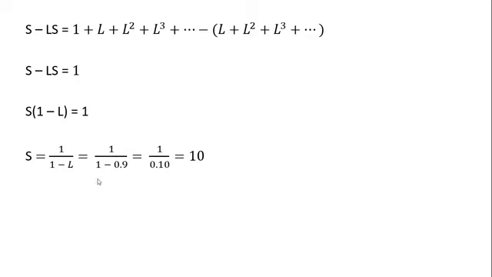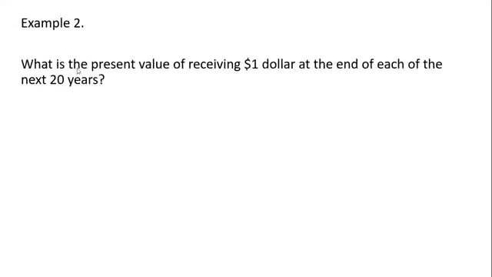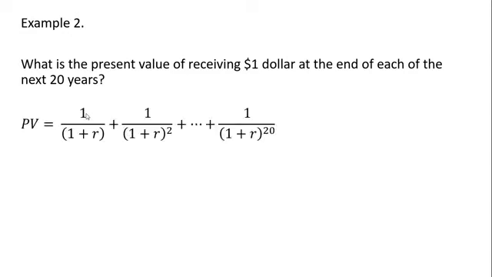Let's do another example. Example 2. What is the present value of receiving $1 at the end of each of the next 20 years? So if we're to write this out, 1 divided by 1 plus R, where R is the discount rate or interest rate. So that's at the end of the first year, at the end of the second year. The value of that $1 received at the end of 2 years is given by this equation, and so on, all the way up to the 20th year.